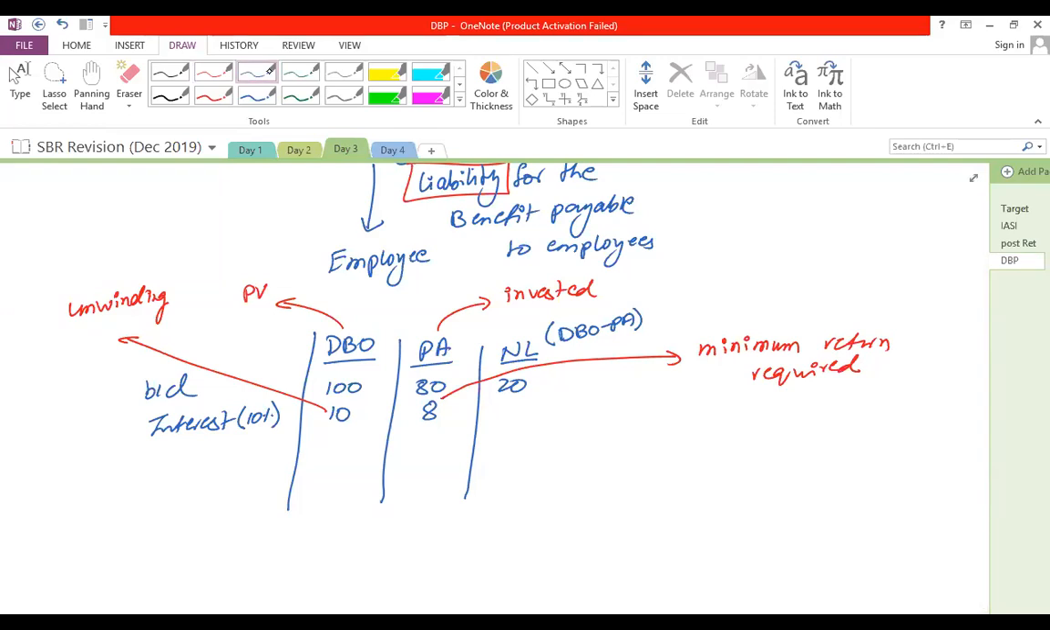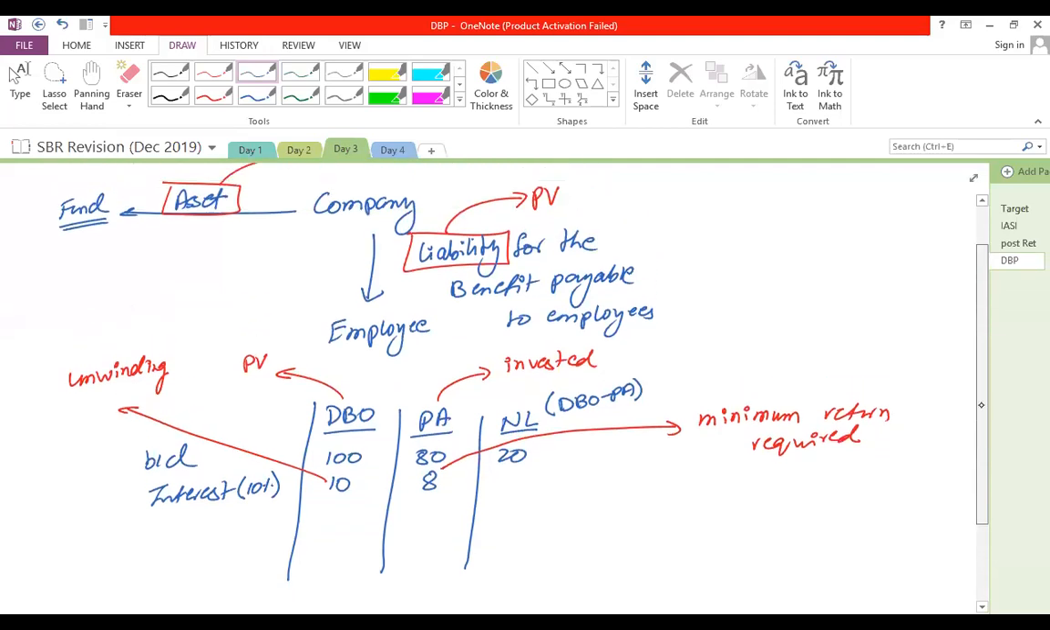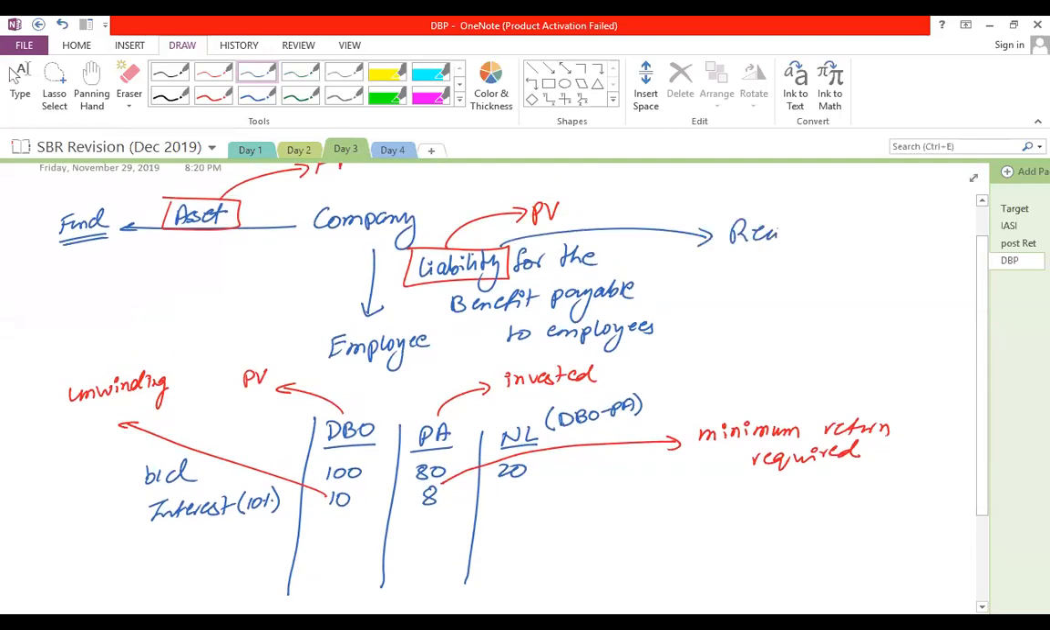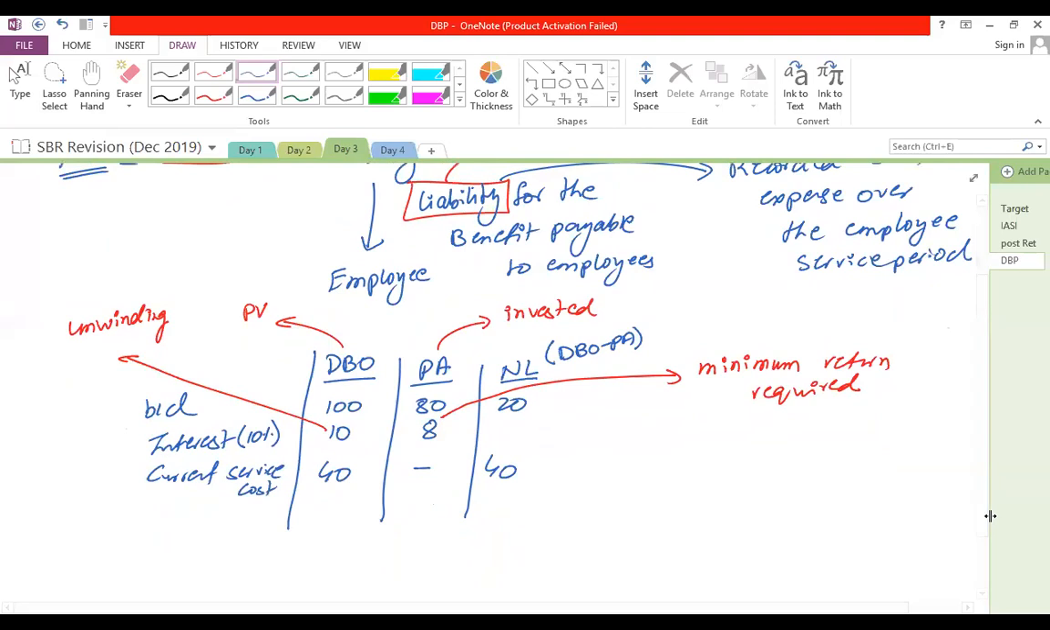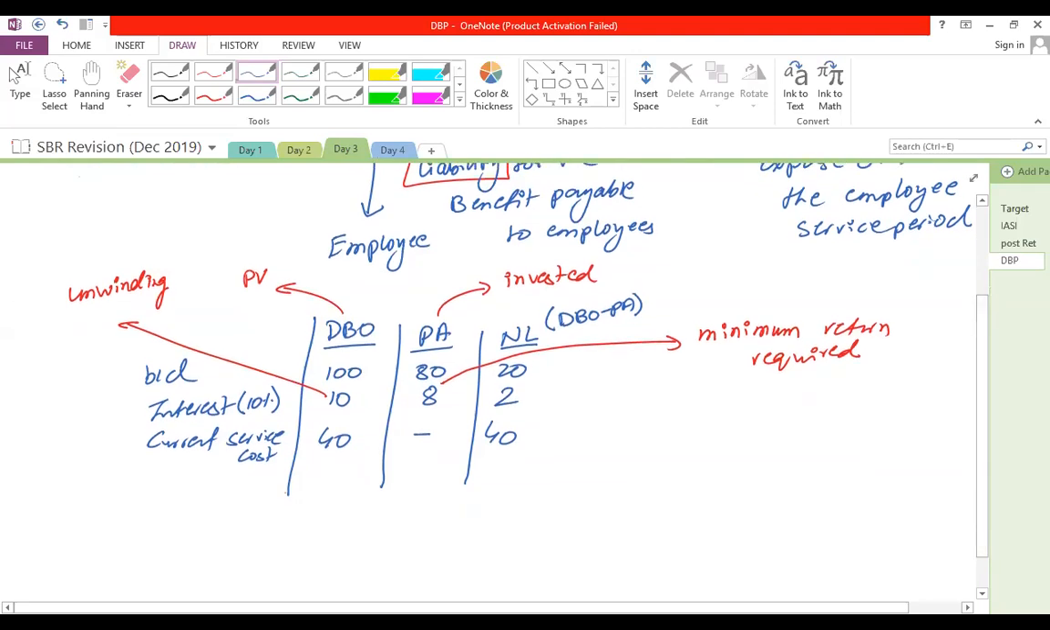The next thing is that the benefit that the company has promised to the employees, which is the liability, is recorded as an expense over the employee's service period. Whatever expense we are recording every year is called the current service cost. So let's say the current service cost is $40 million. It is not going to affect the plan asset. That will only be a part of the DBO. So the net impact of the interest is 2, the net impact of the current service cost is 40.